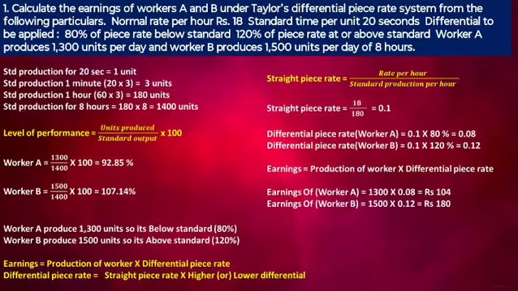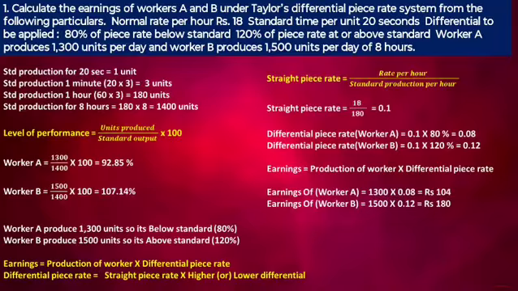How do you calculate? The standard production for 20 seconds is 1 unit. Standard production for 1 minute is 3 units. So for 1 hour it comes to 180 units. For 8 hours it comes to 1440 units. So the standard output is 8 hours for 1400 units being produced. So what is the level of performance to be calculated? The units produced divided by the standard output into 100.